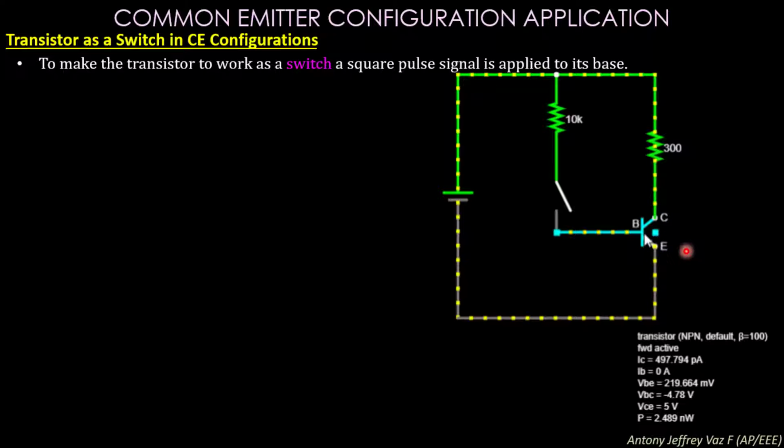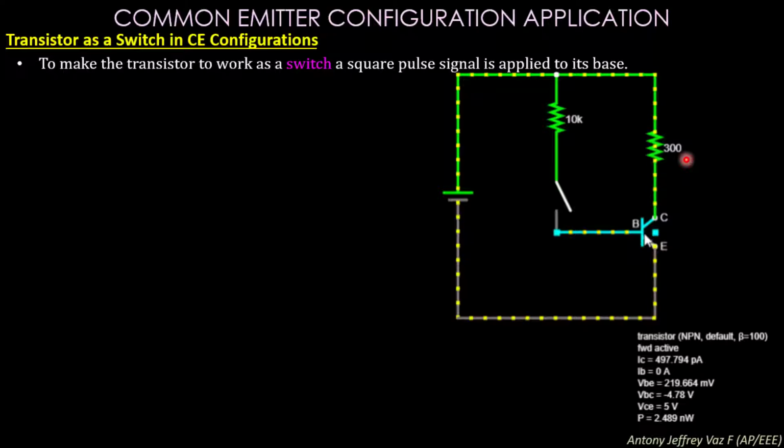Here you will see an NPN transistor; this is the emitter, this is the base and this is the collector, and the emitter is grounded. The collector is connected to the positive terminal of the battery, and the base is connected with the switch. After the switch you have a 10 kilo ohm resistance, which is also connected to the same battery as the collector. Next, the collector terminal is connected to a resistance of 300 ohm, which is the load resistance.